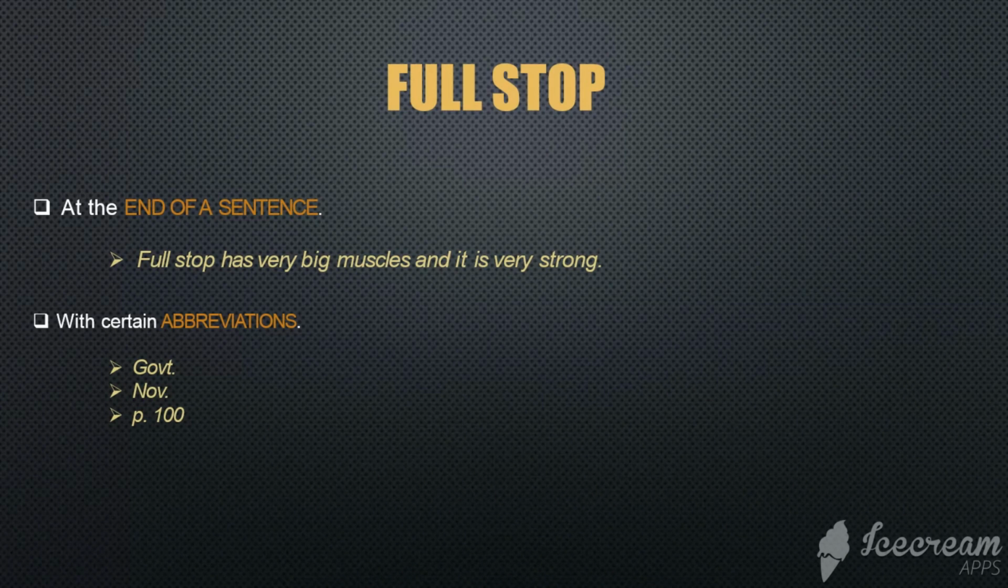Full stop has very big muscles and it is very strong. You may see that at the end of this statement there is a dot, which is the full stop. Here it indicates that this is the end of the sentence. A full stop is also used with certain abbreviations, like govt. Here it's the abbreviation for government, and at the end the dot or full stop is used. It means that this is an abbreviation.